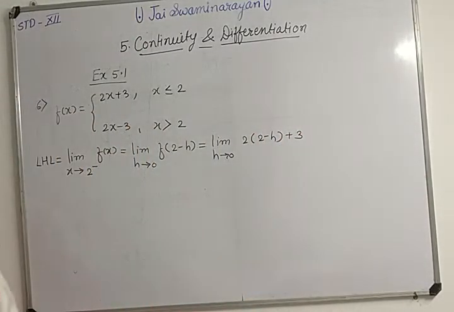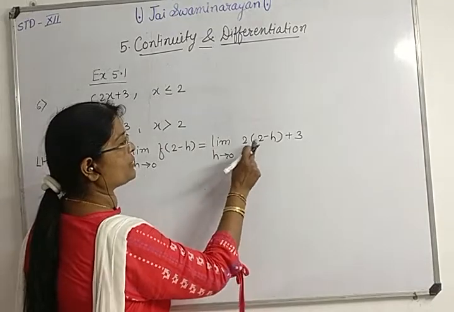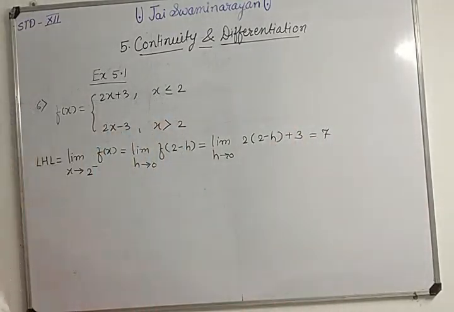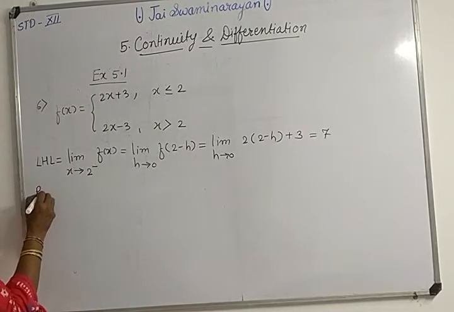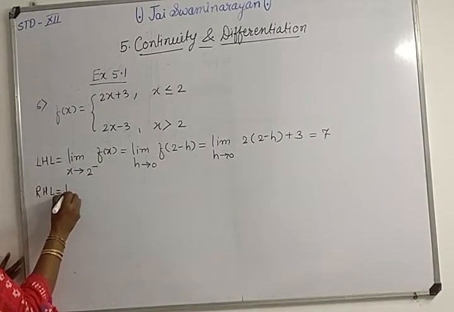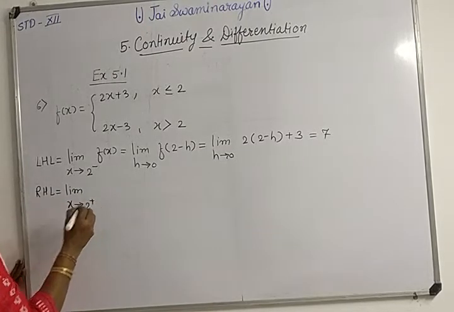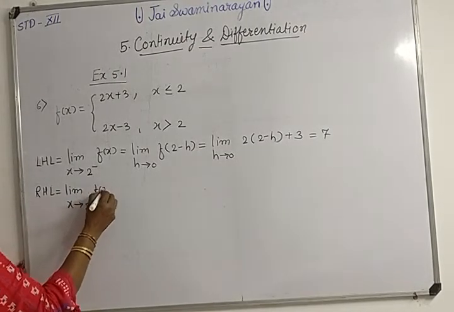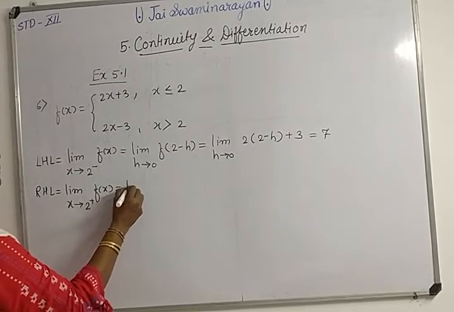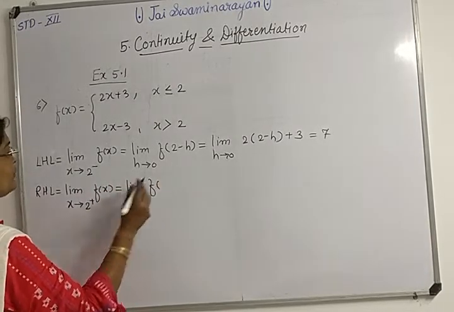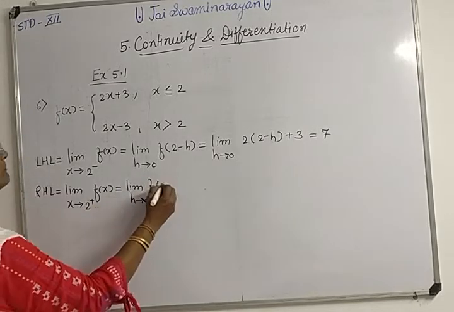Now put the value of h at 0, it will be 2 to the 4, 4 plus 3 is 7, the value is 7. Now right hand limit equal to limit as x tends to 2 positive of f of x equal to limit as h tends to 0 of f of 2 plus h.